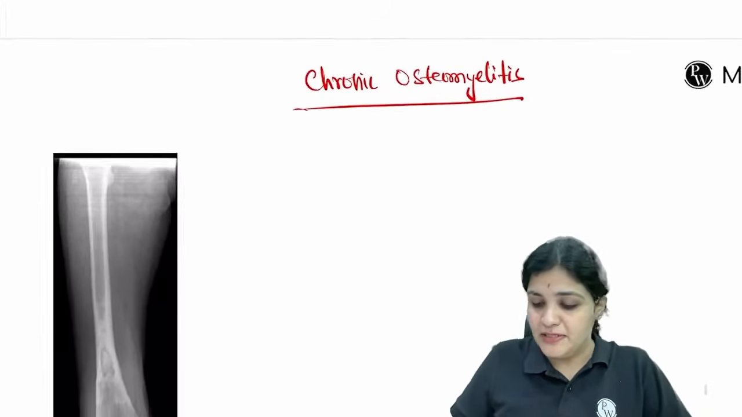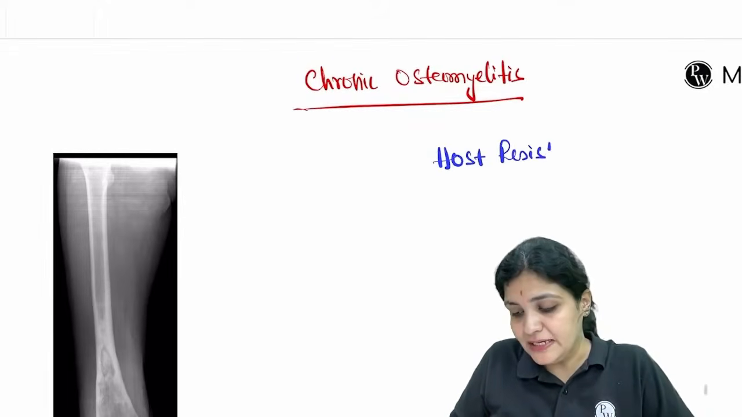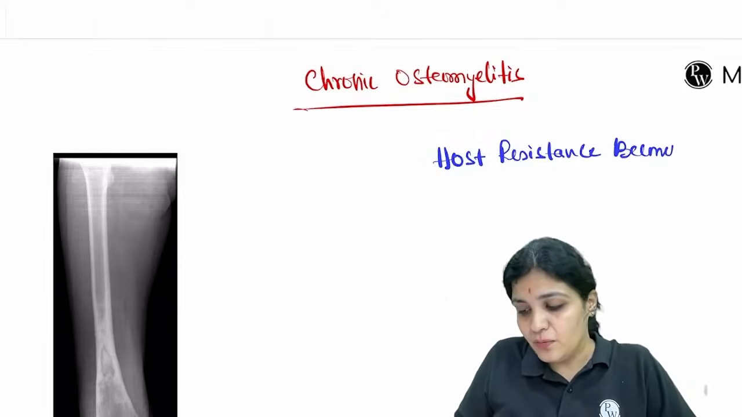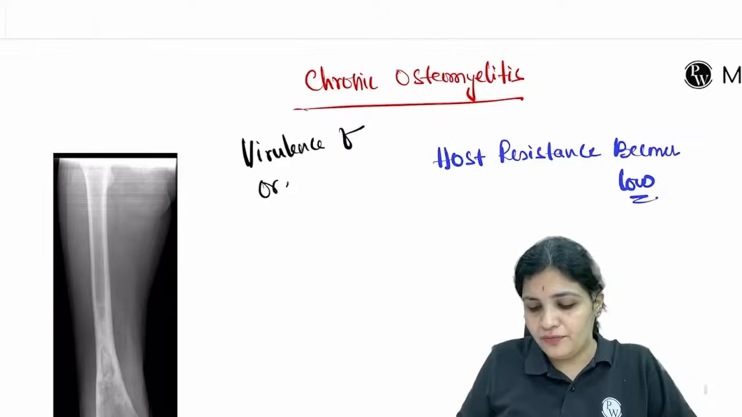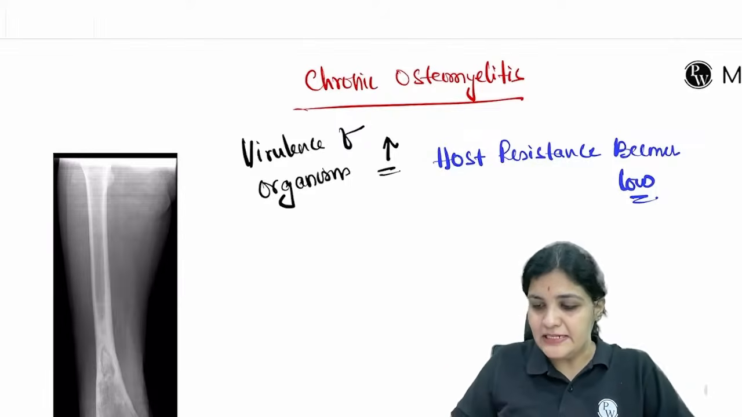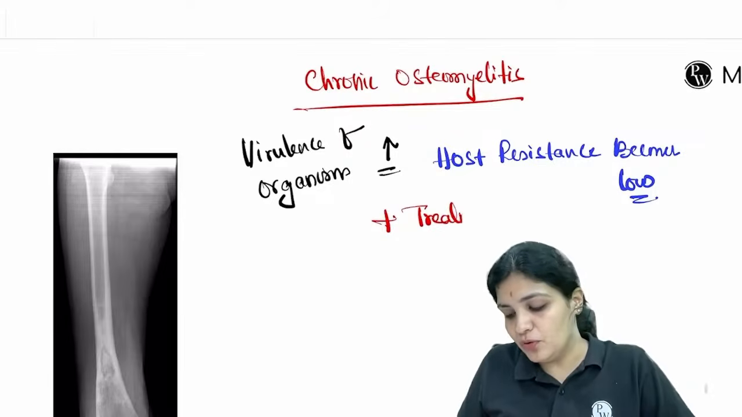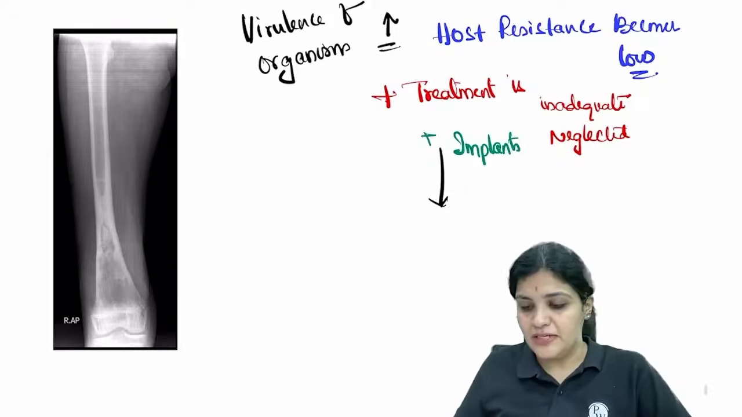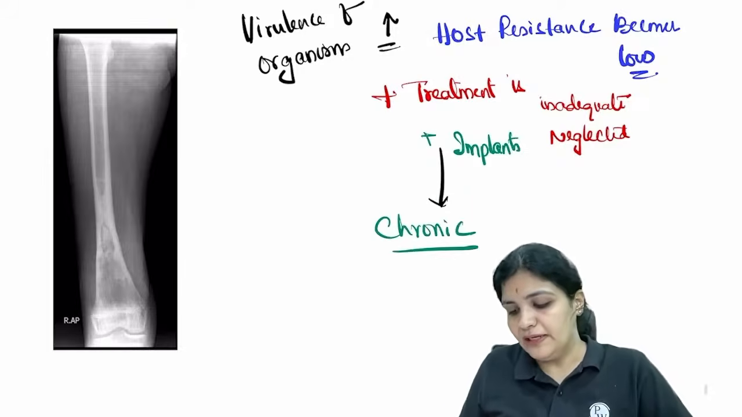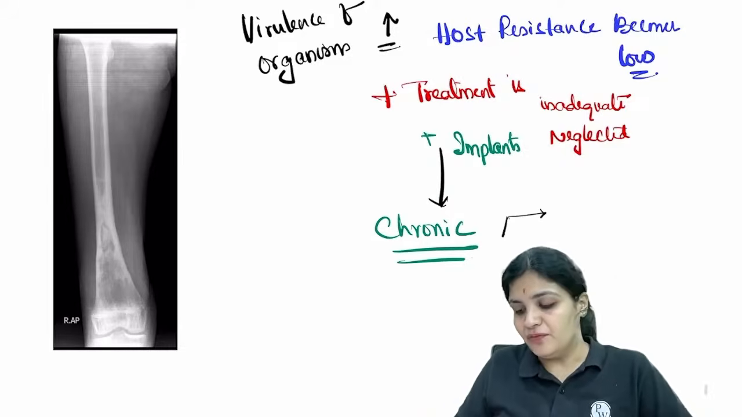In case of chronic infection, as I have discussed, the host resistance becomes very low, or the virulence of the organism is high. Whenever there is high virulence and low resistance, but also when the treatment of acute osteomyelitis is inadequate or neglected. One of the most important things is neglect of the treatment, and sometimes the presence of implants. All this will result in a chronic infection.